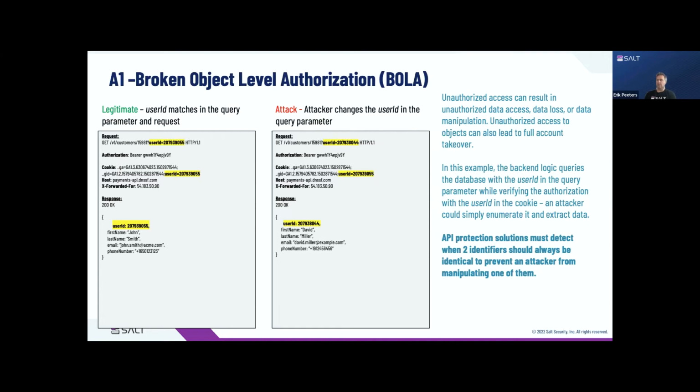BOLA attacks can work in many different ways, but it is always about manipulating some of the fields that pinpoint a certain user. On the right-hand side, on the attacker side, you see that the user ID in the GET request is changed to a user ID ending in 44. But the user ID in the cookie is still the one ending in 55. So basically, the authenticated user, the user who has the right to get to the application, is the user ending in 555, but he's asking for information from a user who is not supposed to get the information back.